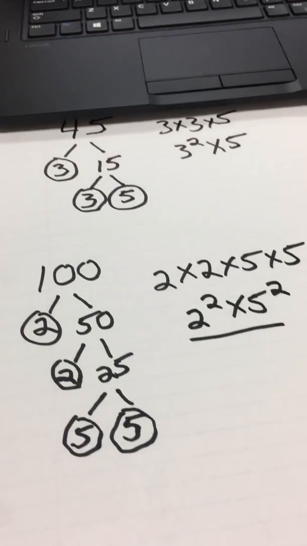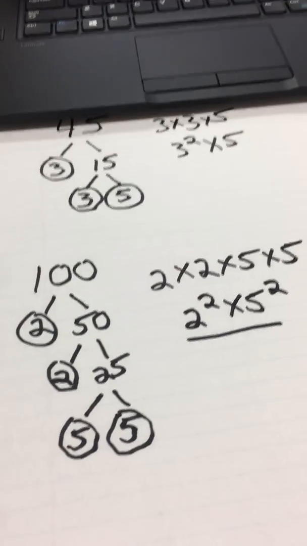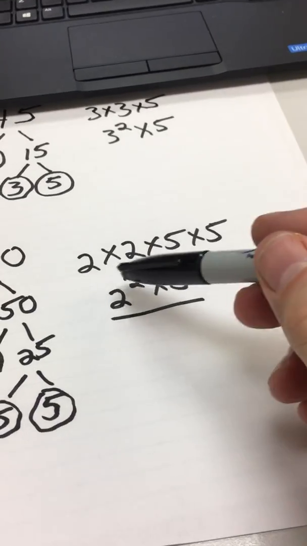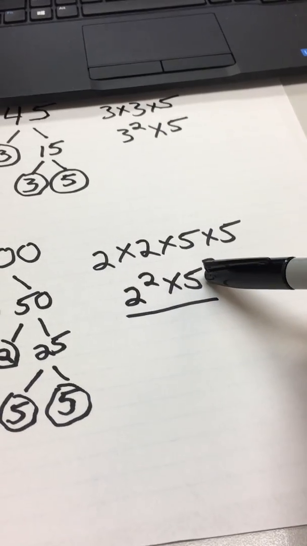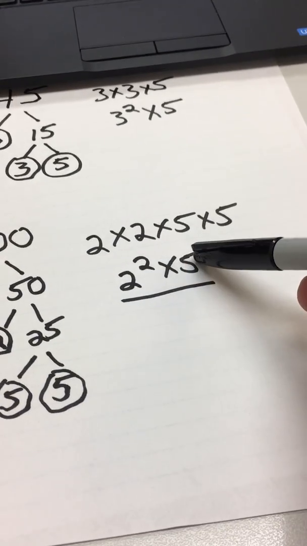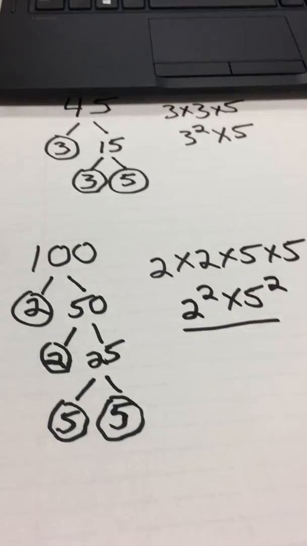Okay, very good. And oh, let's check it. Let's see, 2 times 2 is 4, 5 times 5 is 25, 4 times 25 is 100. So we have it right.